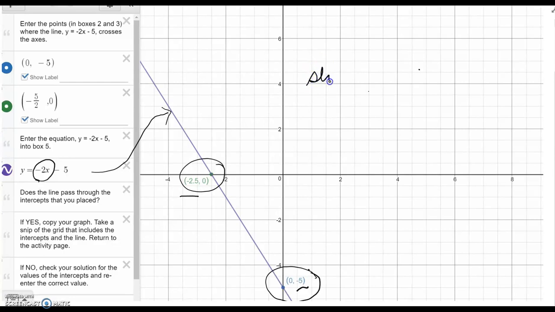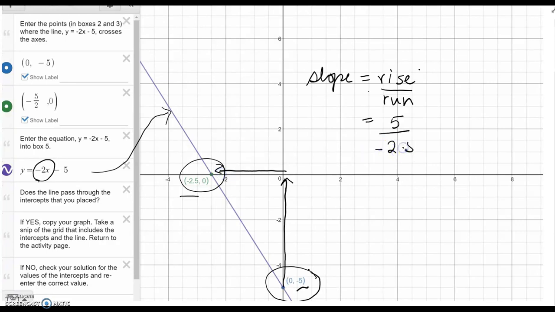As a reminder, the slope is defined as rise divided by run, or the change in vertical divided by the change in horizontal. And so if we start at our y-intercept, we're going to rise 5 units, and then we will move left 2.5 units, which is a negative 2.5, and when we divide, we end up with a slope value of negative 2.